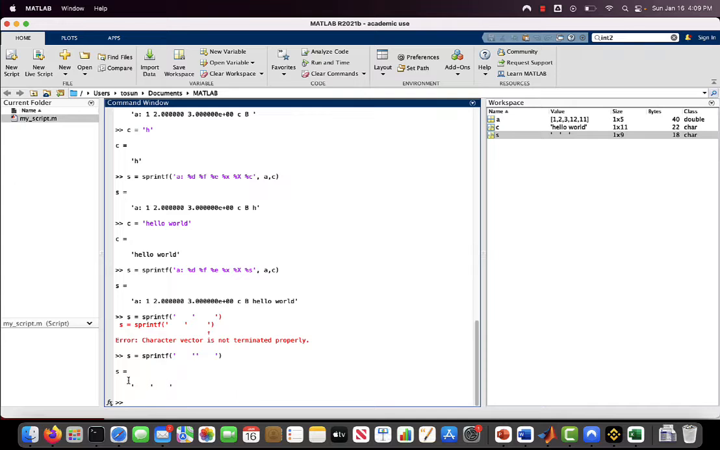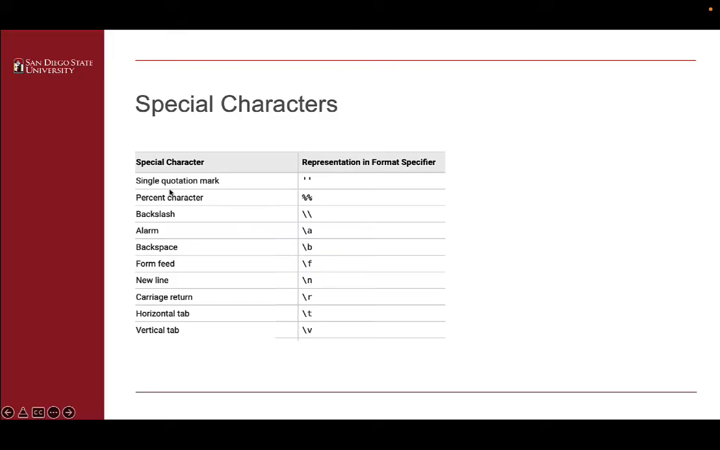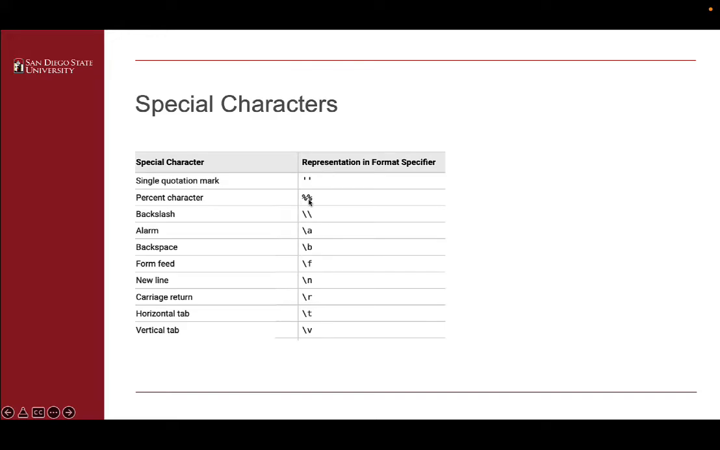Right now, as you can see, this is my string and I have a single quotation mark in there. And also percent, you cannot use a single percent to add a percent. You need to use double percent character. In the same way, you can't use a single backslash to add the backslash in your strings. You need to use double.